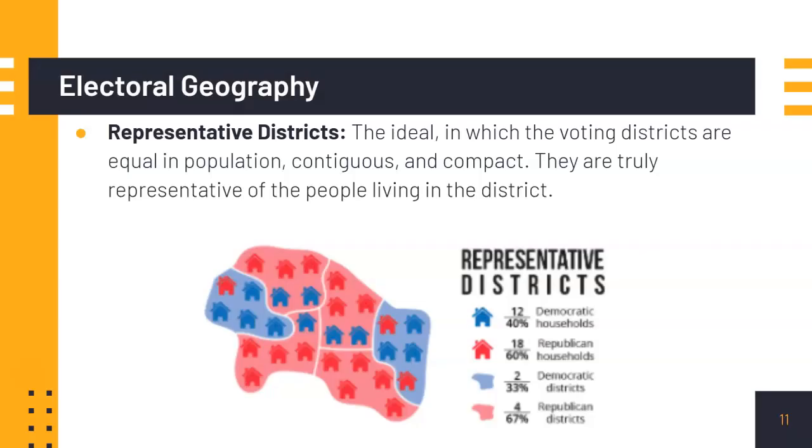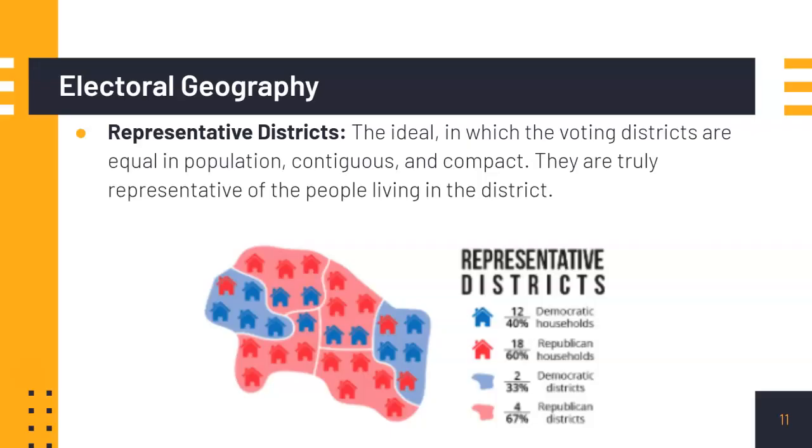Representative districts are the ideal when it comes to creating fair and equitable voting districts. In these districts, several important factors come into play to ensure that the boundaries reflect the interests and demographics of the population. First, the population of each district must be equal, meaning that each district has approximately the same number of people. This ensures that each vote carries equal weight and that no region has more influence than another simply due to its population size. This concept is vital for maintaining the principle of one person, one vote.